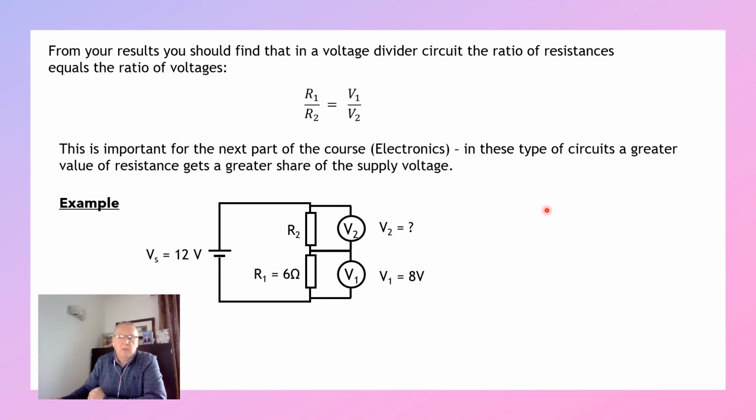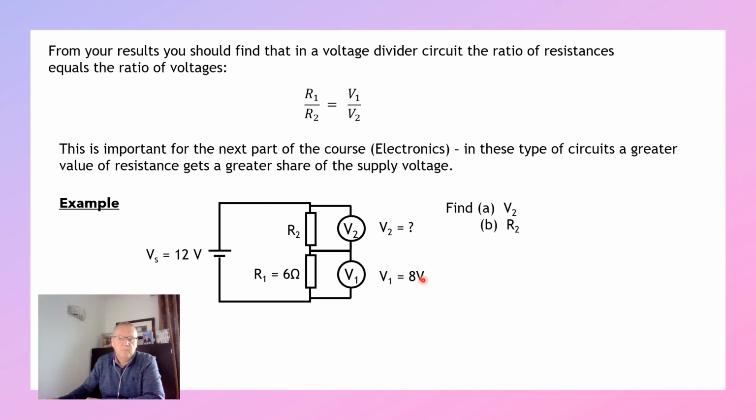So lastly, we're going to do this example using this equation. So you've got a 12 volt power supply, and we've got two resistors. Doesn't really matter which one you call R1 and which one you call R2, but say R1 is the bottom one, R2 is the top one. We know that V1 is 8 volts and we've got a 12 volt supply. So the question is, what's V2 first of all? And then lastly, the more complicated bit is working out R2.